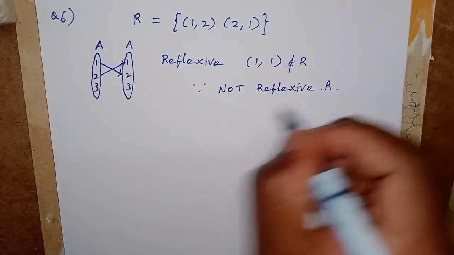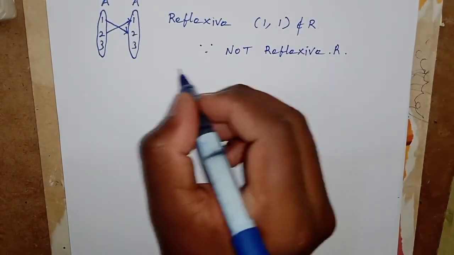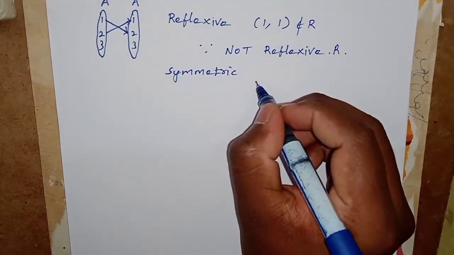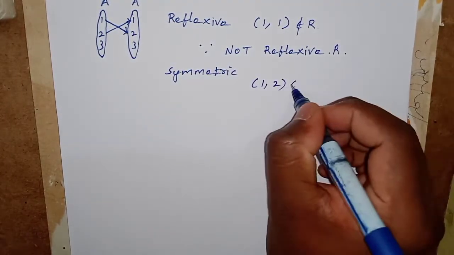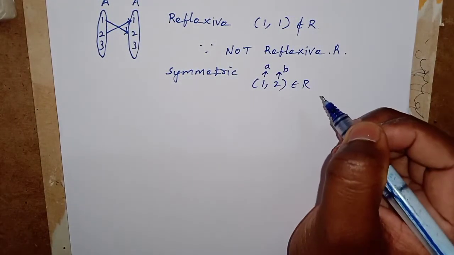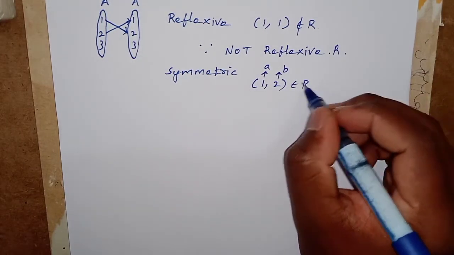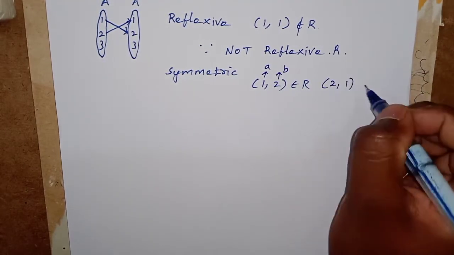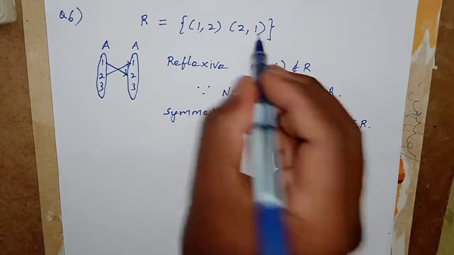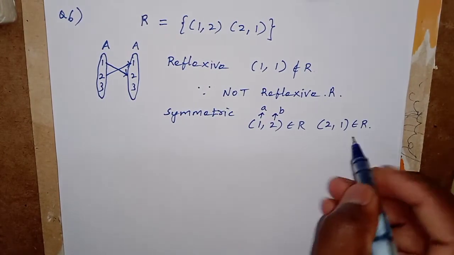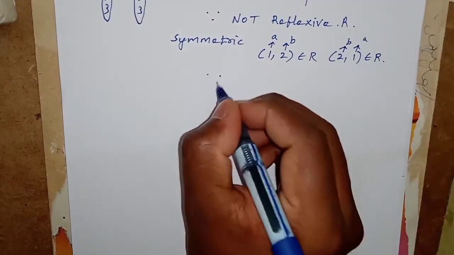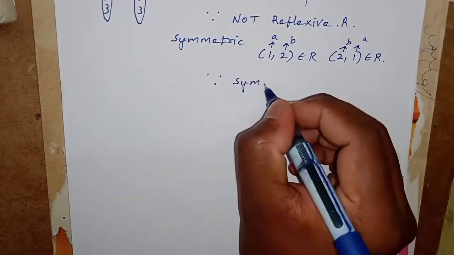Next, symmetric. For a symmetric relation, (a, b) belongs to R. Here a is nothing but 1, b is 2. Next, (b, a), that is (2, 1), also belongs to R. See here, (b, a) belongs to R. Therefore, it is a symmetric relation.